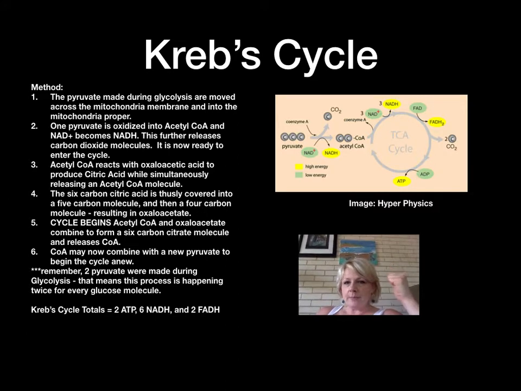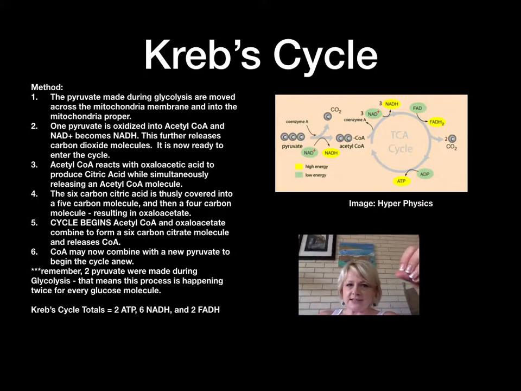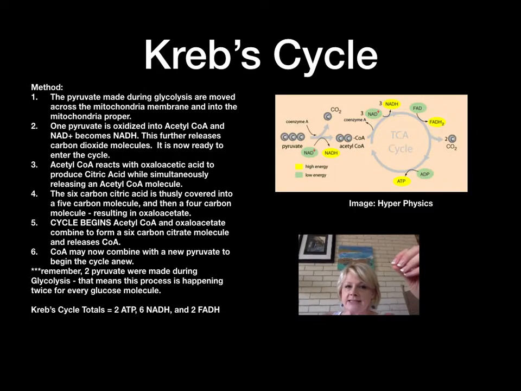Okay, what you need to know about the Krebs cycle is this. The pyruvate made during glycolysis moves into the mitochondria proper. Once inside the mitochondria proper, the pyruvate is oxidized into acetyl CoA. NAD plus becomes NADH. This further releases carbon dioxide molecules. Acetyl CoA reacts with oxaloacetic acid to produce citric acid while simultaneously releasing CoA molecules.